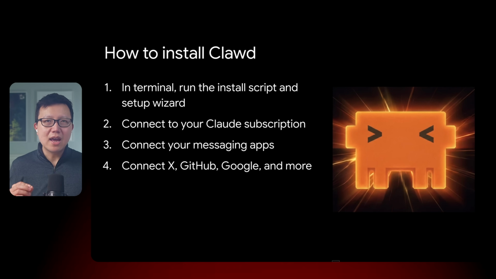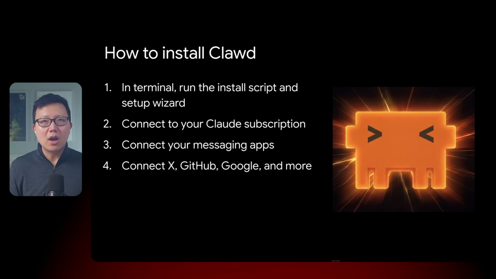All right, so now here's how you can install Claude in 4 steps. Step 1, in Terminal, run the install script in the setup wizard. Step 2, connect your Claude subscription. Step 3, connect your messaging apps. Step 4, connect X, GitHub, Google, and whatever other services or skills you want Claude to have.